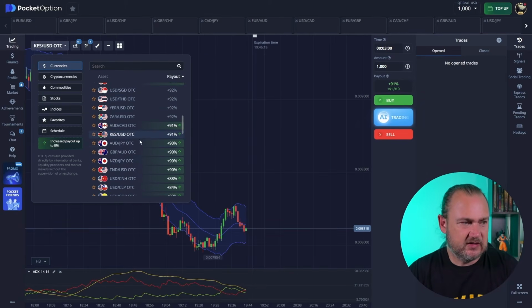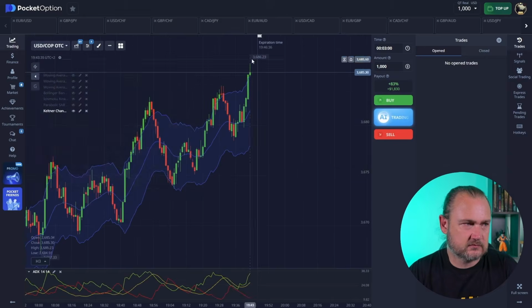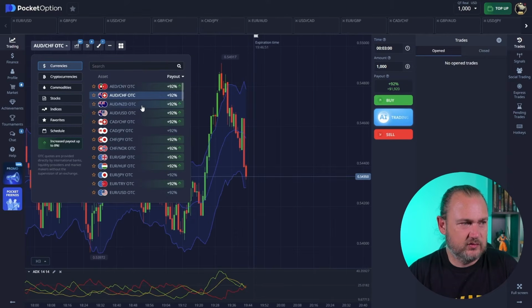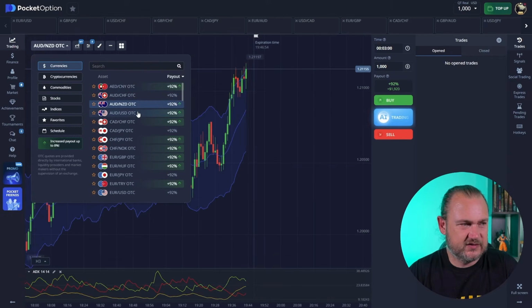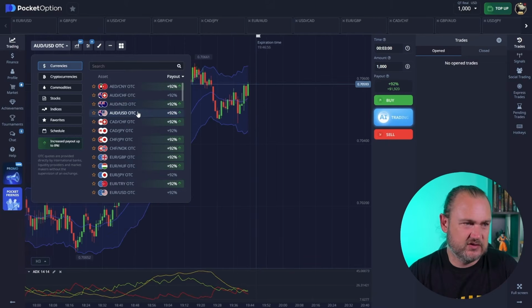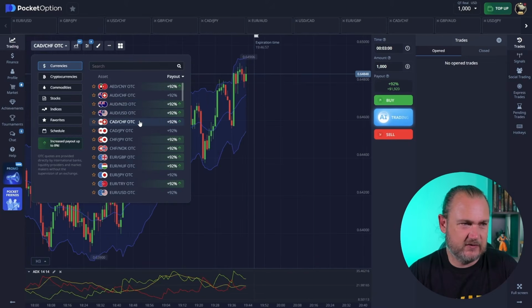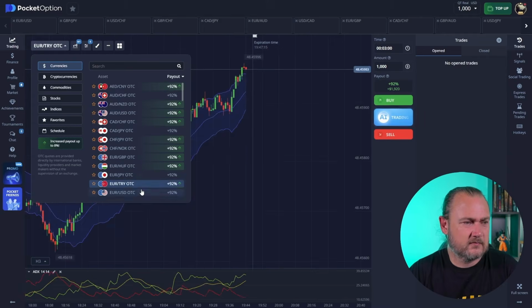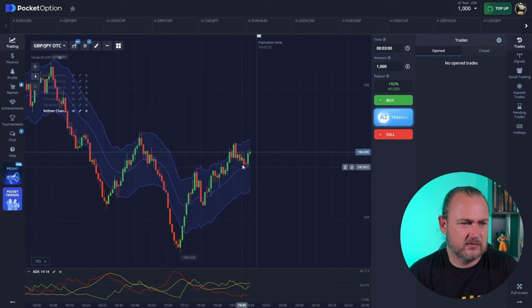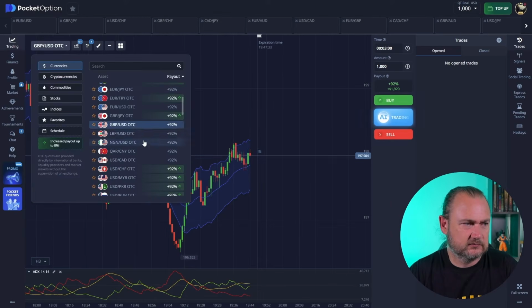Struggling to find entries. No rejections form, so no continuation trend signals forming. Again, a bit too late to take this trade now.